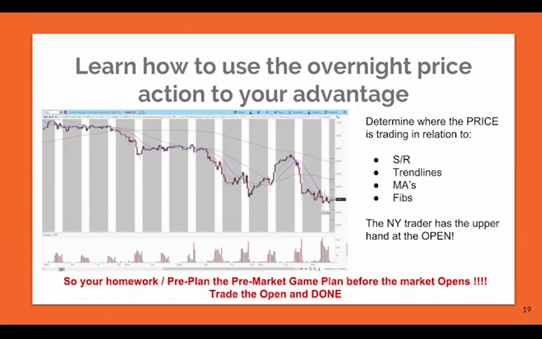So the first thing that you need to do is to determine where the price is trading in relation to support and resistance, to the trend lines, to the moving averages, and to the fibs. And also pay strict attention to chart correlation, whether the charts are divergent or they're in synchronized mode. The New York trading session has the upper hand at the open, because like I mentioned before, you have the past price action that is giving you a clue of what's likely to happen in the New York trading session. So your homework, your pre-plan and pre-market game plan before the open is going to kick in.